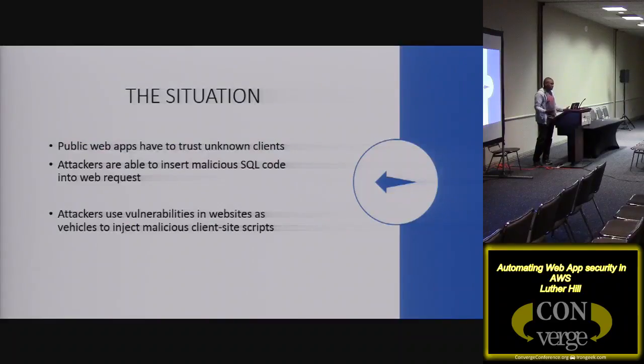So the basic situation is this. You have a public web app. It's publicly facing. And then it has to trust unknown clients. You don't really know who's connecting to it. It's just hanging out there for people to interact with. The other thing is you have some form of input on your web app, right? They can enter an email address, their height, name, whatever it is that calls some kind of SQL code in the back. And you might also be open to cross-site scripting. Who knows?